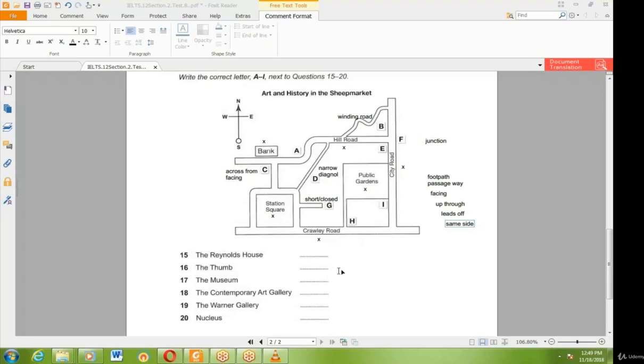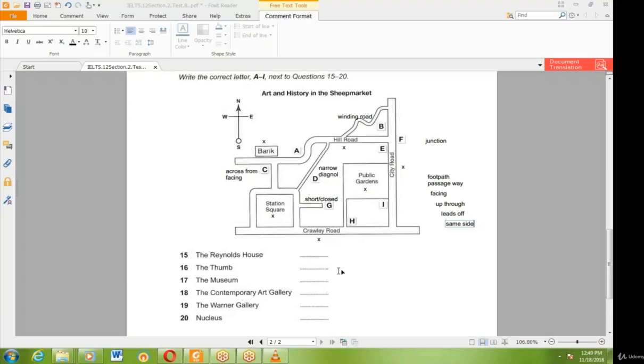All right, Ibrahim, when you're talking about memorizing, what are you talking about memorizing? I think within 30 seconds, you're not memorizing it. What are you trying to memorize? Where is City Road, Public Gardens, Hill Road? You're just looking at where things are on the map. There's nothing to memorize. The map is right in front of your face. You're not required to memorize anything.